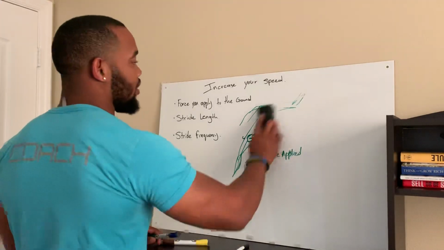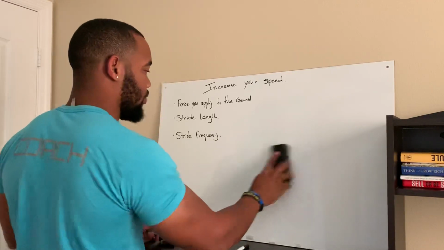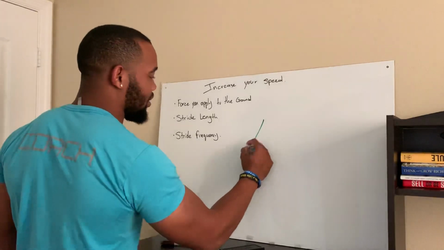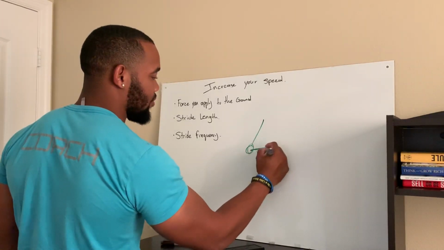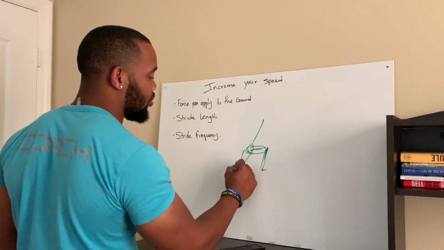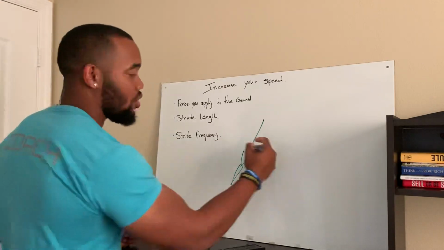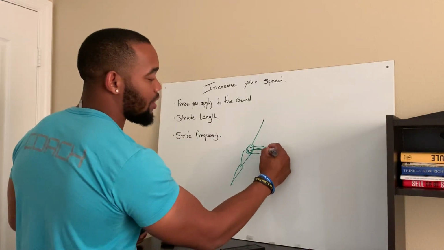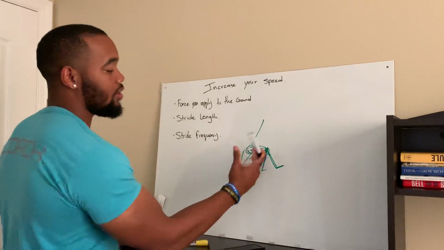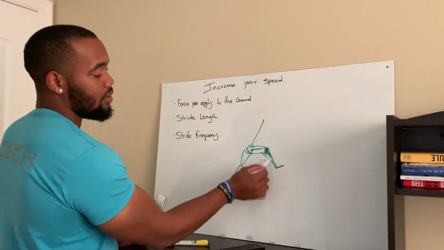Now with the stride length, even though I touched on that a little bit, this is a very touchy subject when it comes to stride length. I'm going to draw the same diagram here. With stride length, what you want to do is calculate your perfect stride, because if the knee is hyperextended right here, then this is a term called overstriding.